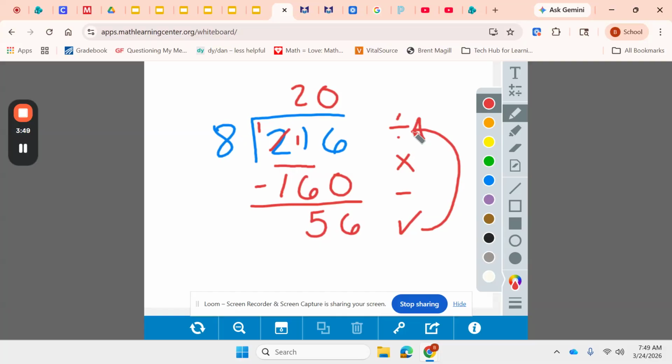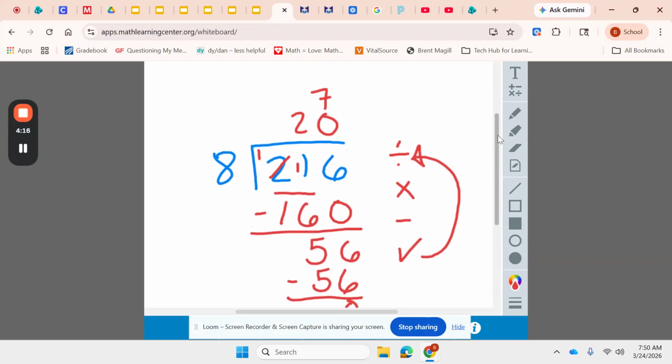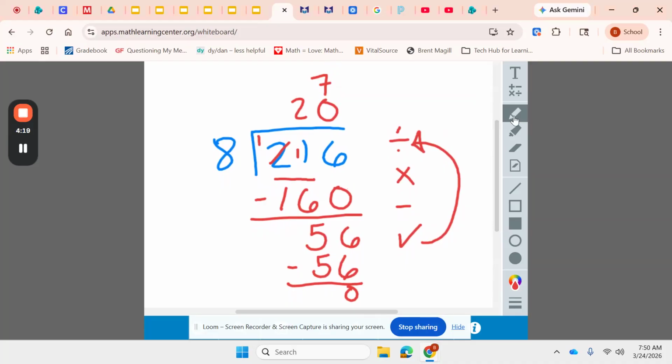How many could I put in each group? Go across, and you should see a number close to 56 or equal to 56. And yes, it is 7. 7 in each group, and 7 in each group then would be 56. So this one works out really well to give you 0. Nothing left over, no remainder. So we have an answer.